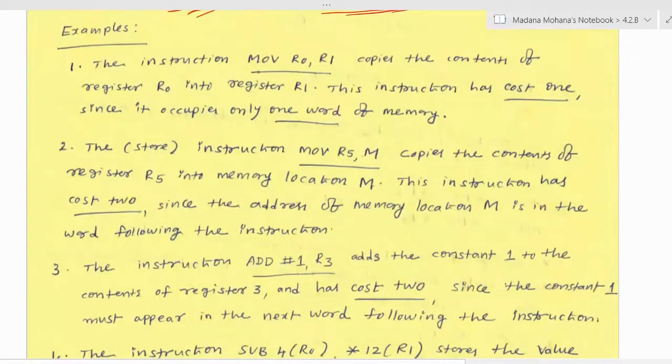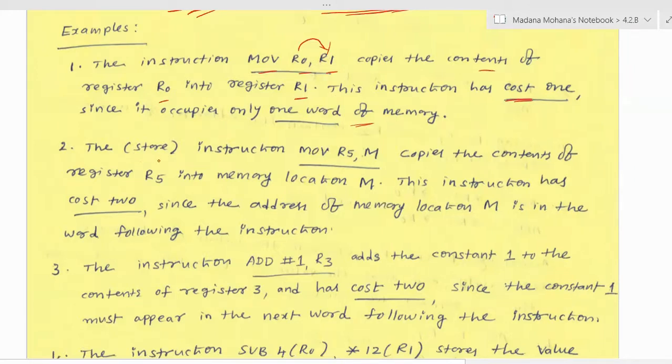First, the instruction will be like this: move R0, R1. That means it copies the contents of register R0 into register R1, both are registers. This instruction has cost 1 since it occupies only one word of memory. Why? Because whatever the R0 value is, it can be moved to R1. Here only registers are used, so it takes only one cost.